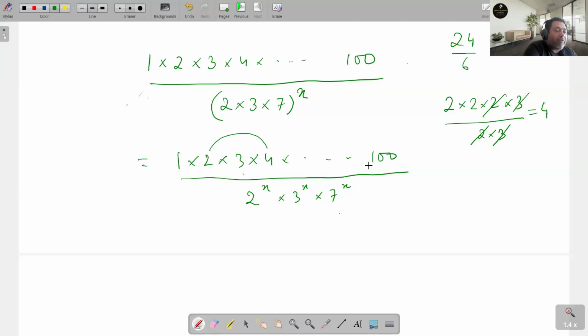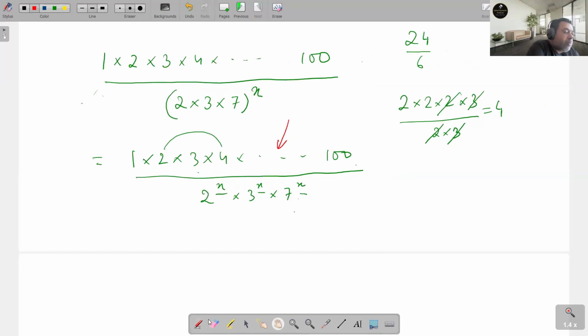So what we need to do, the 7 will be least. So we need to have at most whatever number of 7's are appearing in 100 factorial. We cannot go beyond that, because if we go beyond that, the 2's might cancel, because all three of them have the same power x. The 7's will not cancel out, while the 3's and 2's still might to some extent. So we need to find out how many times the 7 appears in this. I hope the logic is clear. So let's see how many times the 7 will appear.